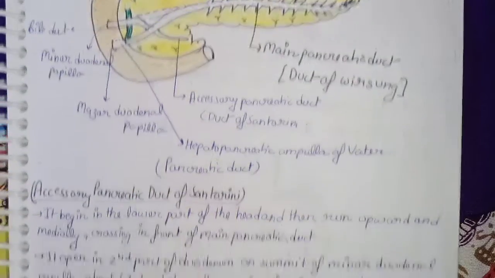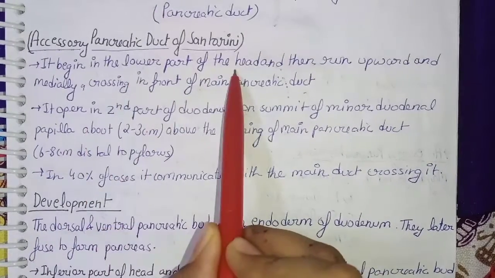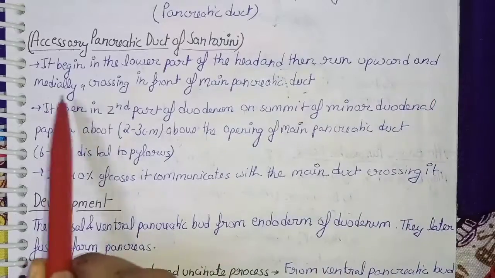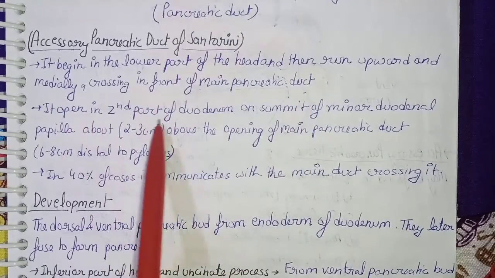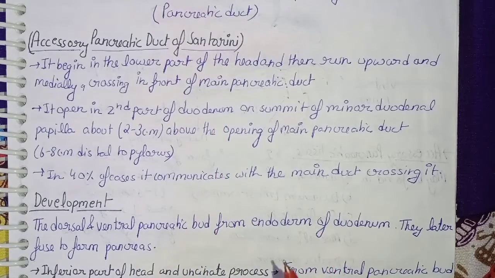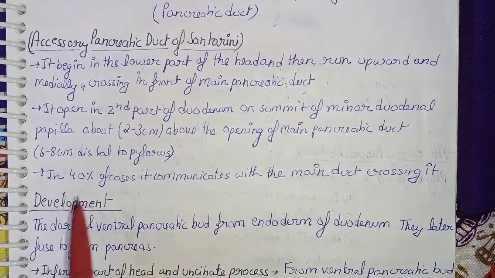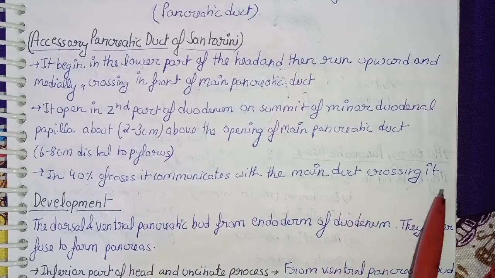Now coming to the accessory pancreatic duct of Santorini. It begins in the lower part of the head and then runs upwards and medially, crossing in front of the main pancreatic duct. It opens in the second part of the duodenum through the minor duodenal papilla, which is about 2 to 3 cm above the opening of the main pancreatic duct, or 6 to 8 cm distal to the pylorus. In 40% of cases, it communicates with the main duct, crossing it.